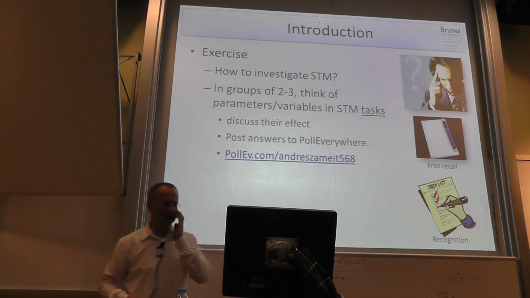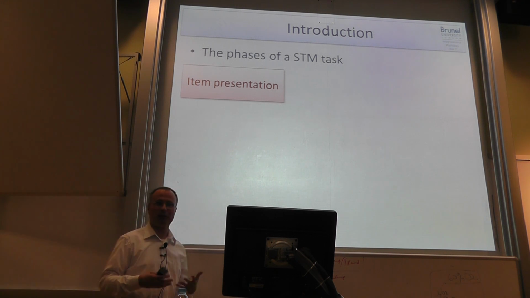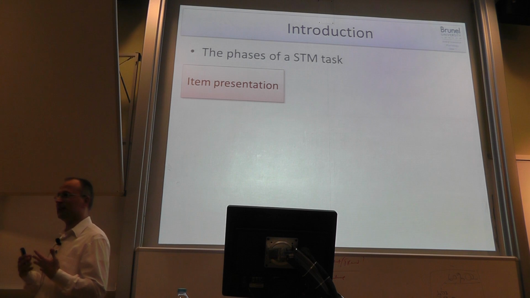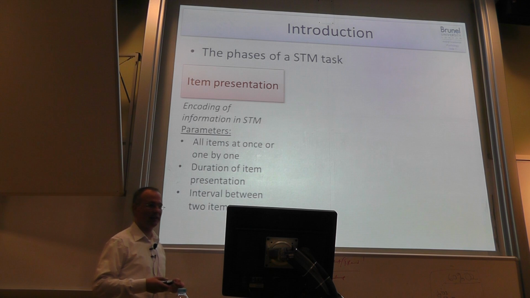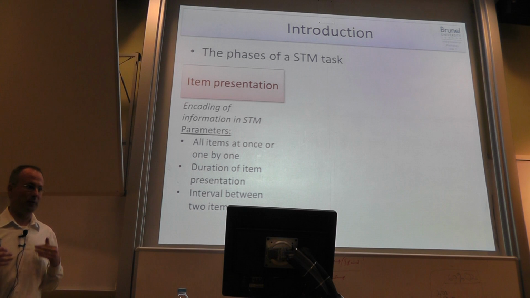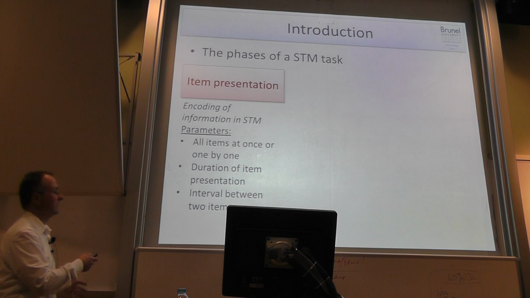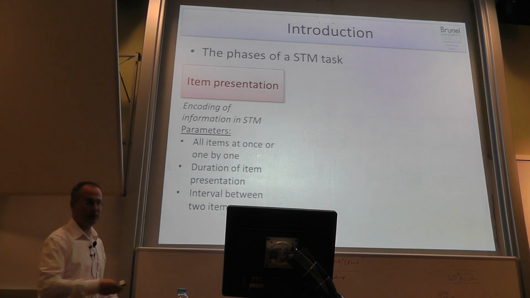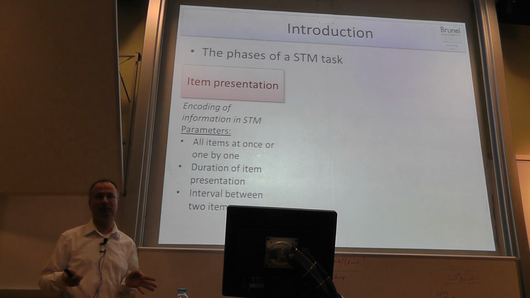So, let's go through a couple of parameters I came up with. So when you have a traditional short-term memory task, you usually have at least 3 phases. And the first one is the item presentation phase. And that is a stage where the participant encodes the information into short-term memory. So you have to encode information here. And as parameters, and this is not an exhaustive list, but these are typically the key parameters in the studies if you look up in the literature.